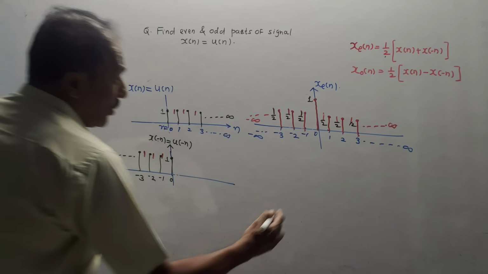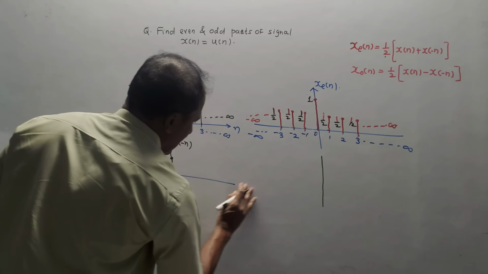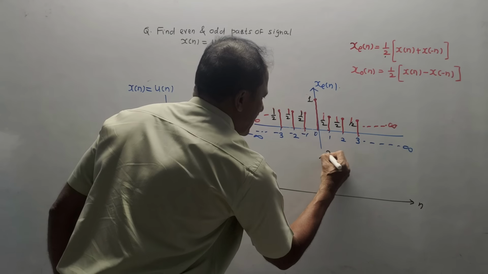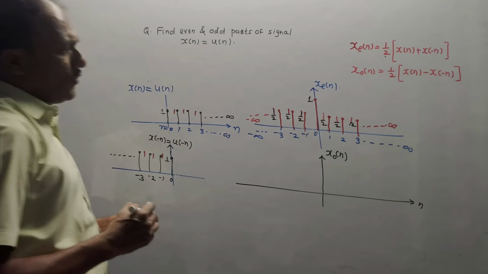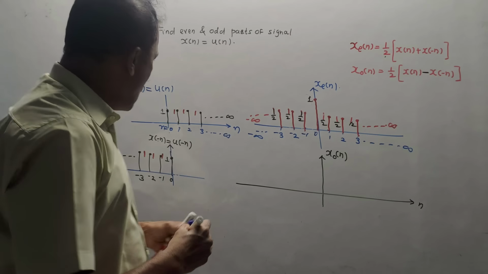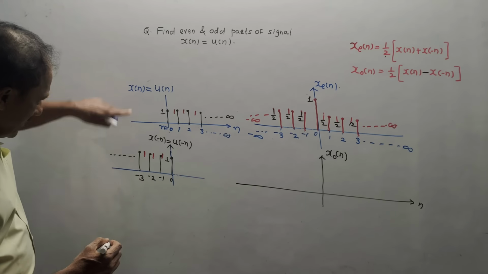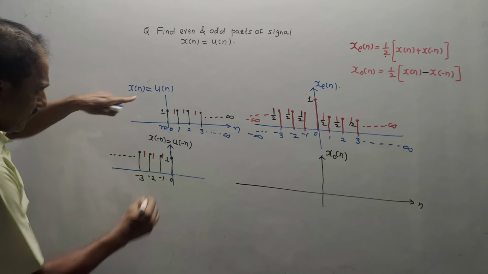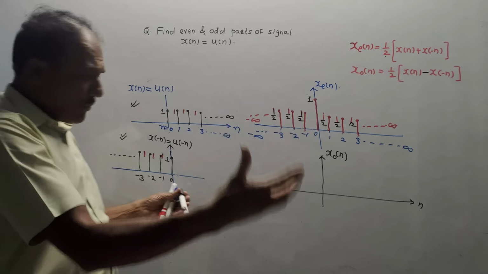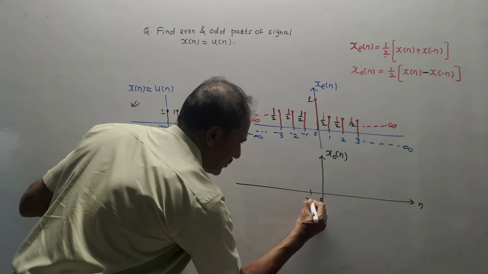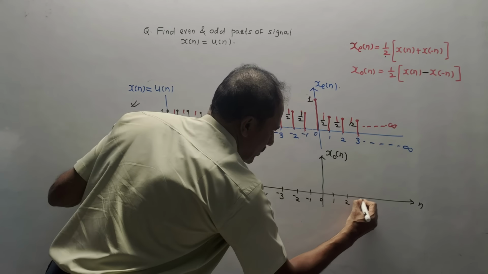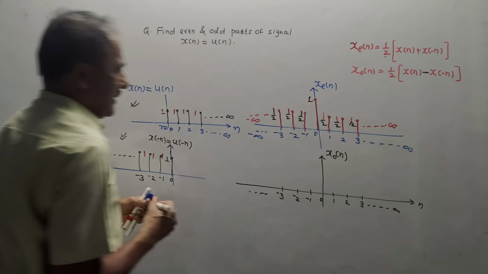Same way, now I want to draw the odd part. How to do it? Just like we have performed the addition, same way now I want to perform the subtraction, because there is a subtraction sign in between. So I have to subtract x of minus n from x of n. I have to subtract this second diagram from the first diagram. Same way as if we performed addition, first mark the readings. So minus 1, minus 2, minus 3 up to infinity. This is 1, 2, 3 up to plus infinity.